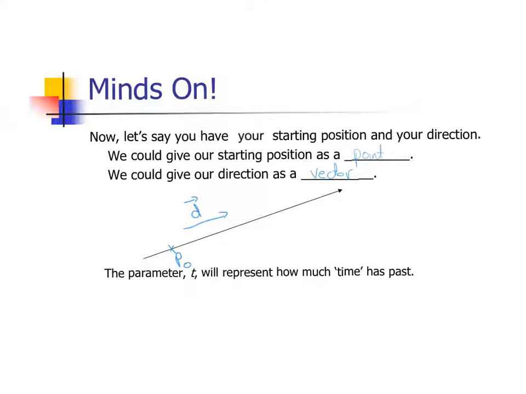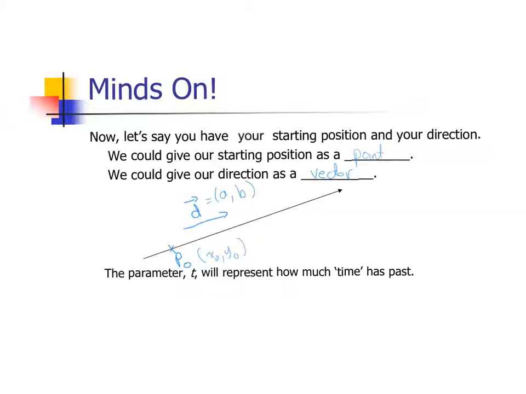Here we'll say that P naught has the coordinates x naught, y naught. We're doing this in 2 dimensions today. Let's say our direction vector has coordinates a, b. These are algebraic vectors, because we're going to be doing this on our Cartesian plane, just like we did in grade 9. We're going to graph these lines on a Cartesian plane.